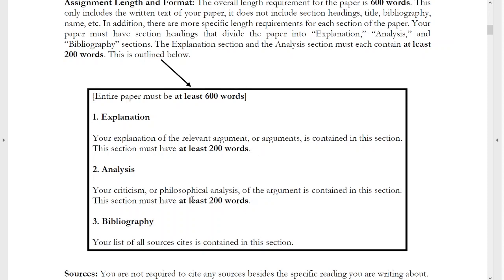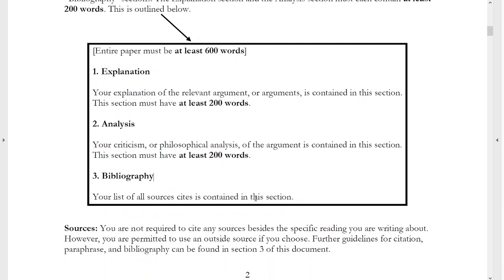at least 200 words. So that could mean, they don't have to be the same, right? Your explanation could be 200, your analysis could be 400, vice versa. That's fine. Just each of them needs to be at least 200 words. And the reason I have this is I want to make sure you're not, for instance, using 590 words to explain the argument and then doing your analysis section in one sentence. I want them to have some parity in length between them.